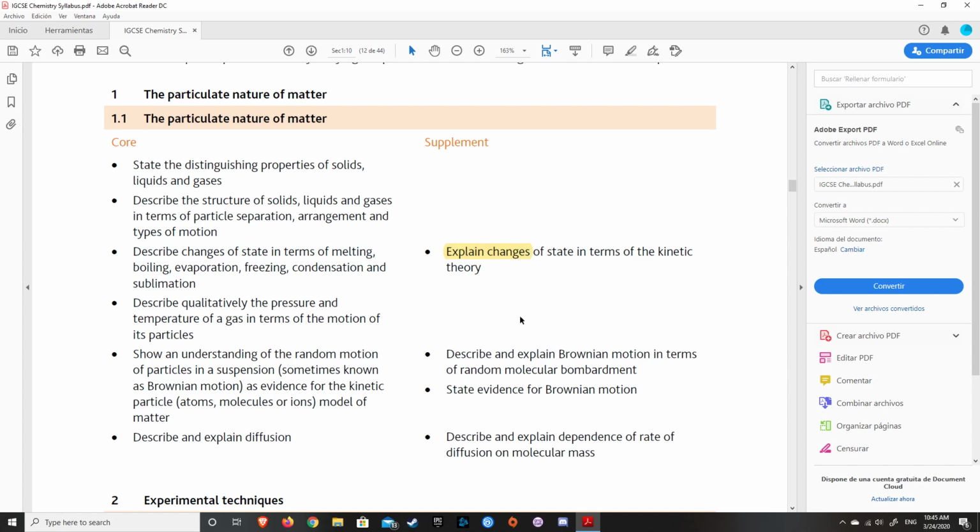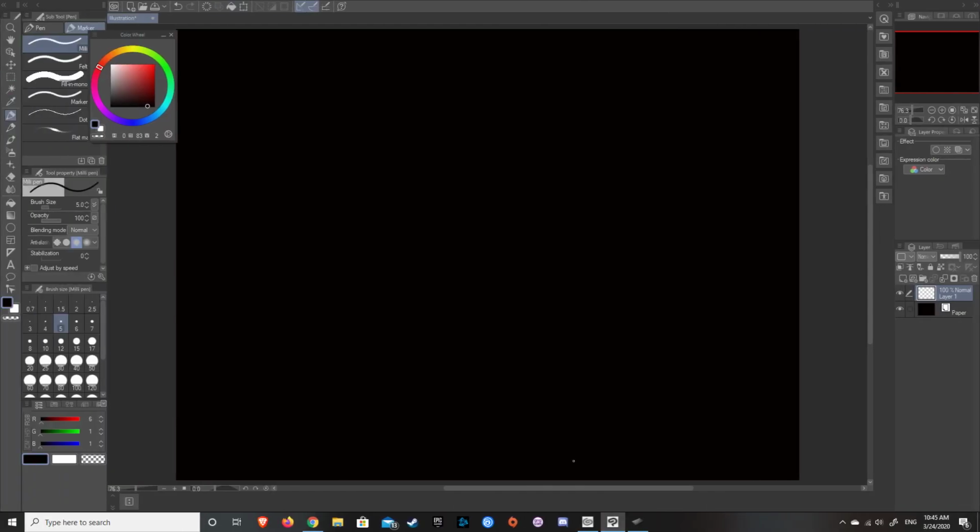So we're going to talk about that, and then we're going to move on to the next class through Brownian motion, diffusion, and what evidence of Brownian motion there is. So basically, the title for this lesson today is going to be changing states.